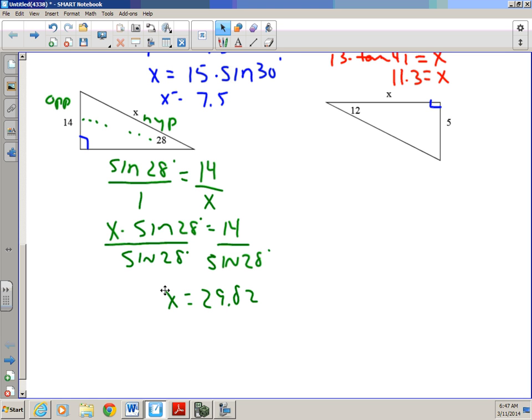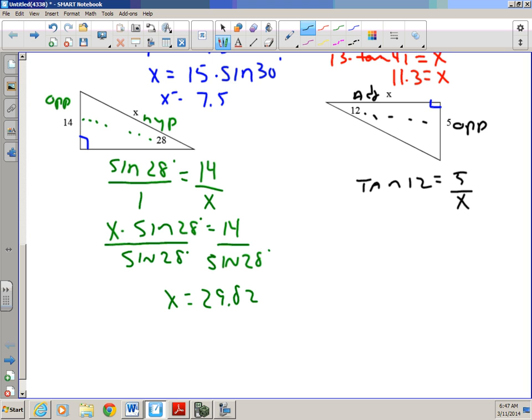So we're labeling here, starting at 12, opposite, adjacent. So we have tangent of 12 equals 5 over x. The same thing, it's x times tangent of 12 equals 5. We divide 5 by the tangent of 12.